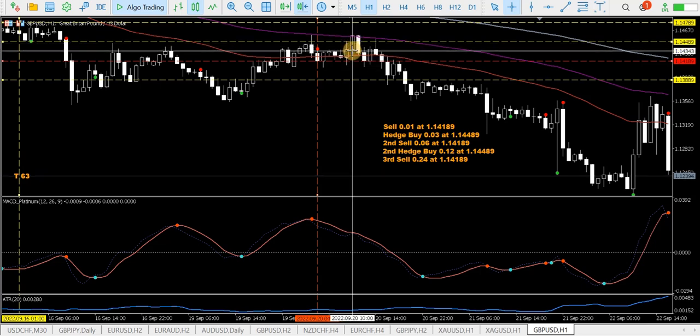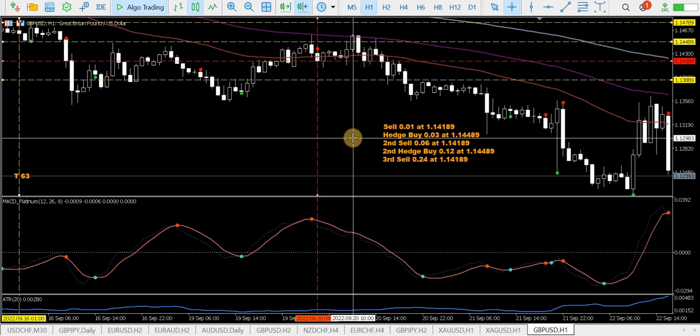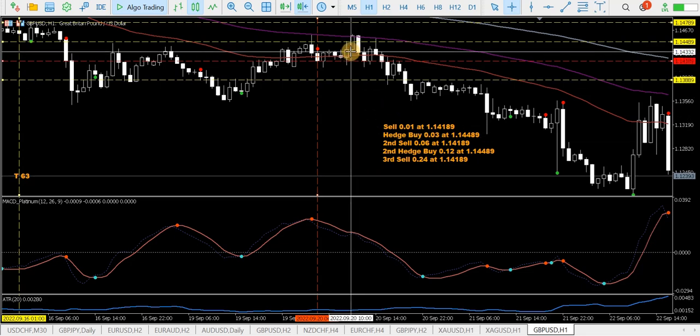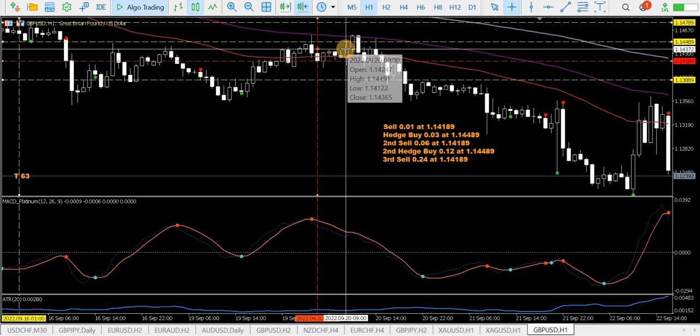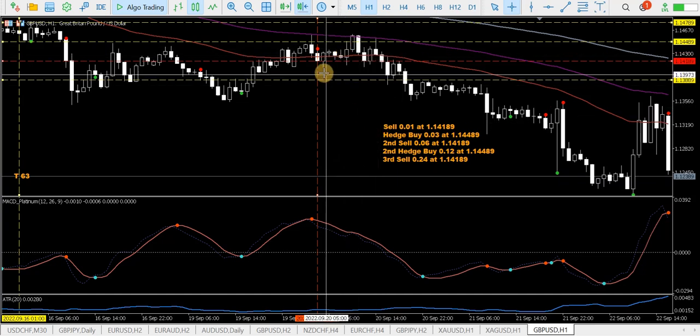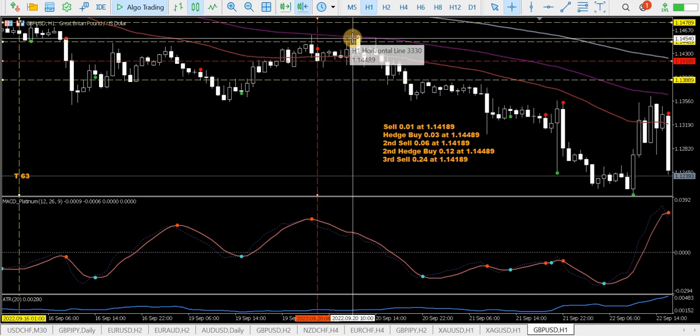If it didn't do it on that candle, it would definitely do it on this candle. The hedge buy is for 0.03 at 14489. Now, with the basic system, we're leaving the sell trade on. So we're just leaving the sell on, taking the buy.